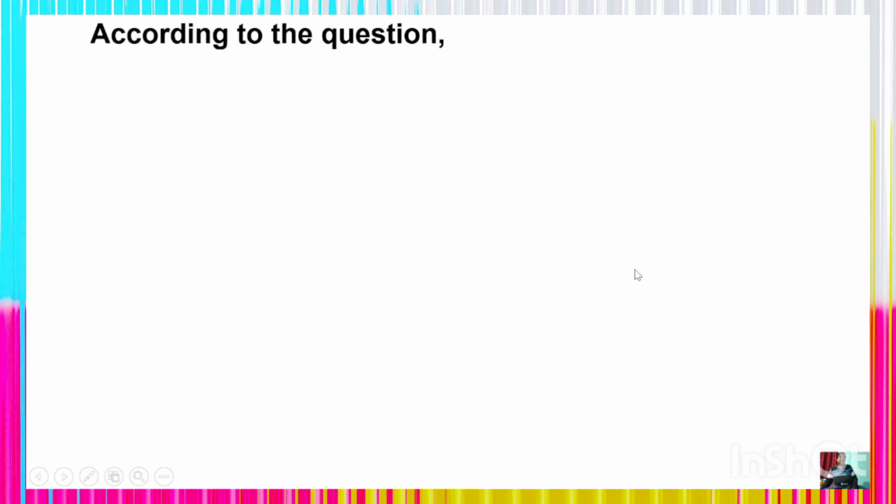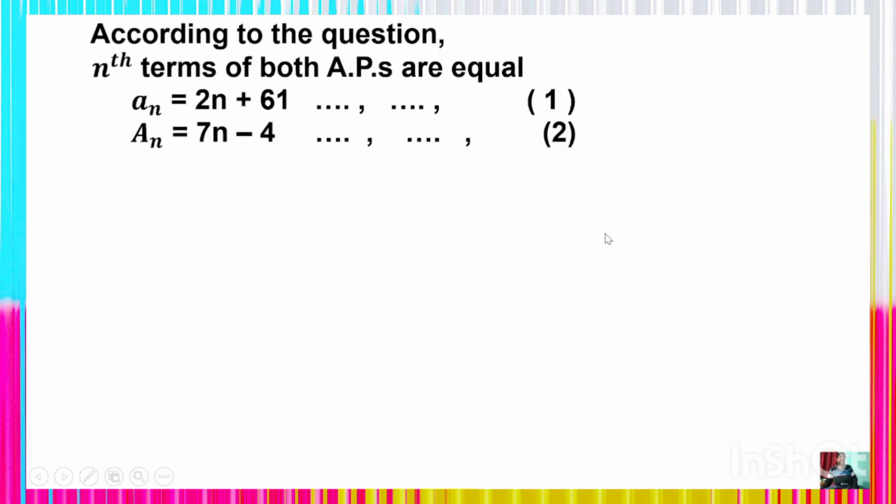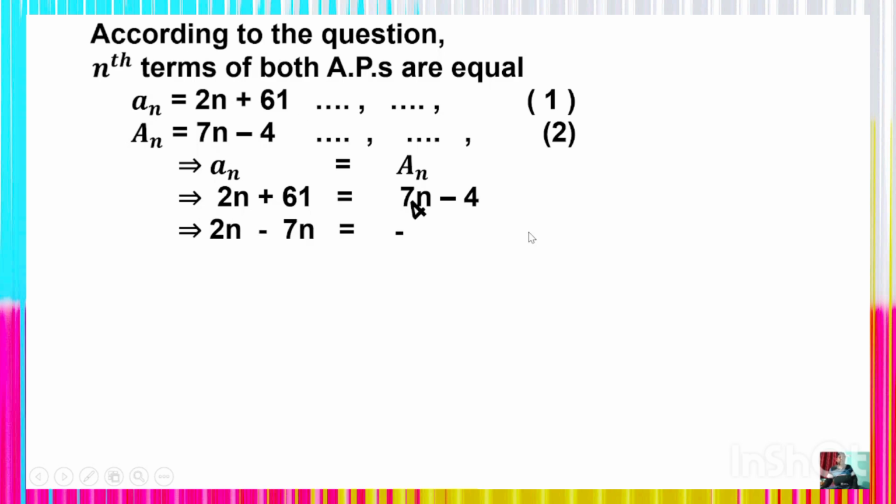And according to the condition, it is given that the nth terms of both APs are equal. It means a_n is equal to 2n plus 61, which is equation 1, already we got it. And capital A_n is the nth term of the second AP, which is 7n minus 4. The nth terms of both APs are equal. It means 2n plus 61 is equal to 7n minus 4. Understand? So 2n minus 7n is equal to minus 4 minus 61.